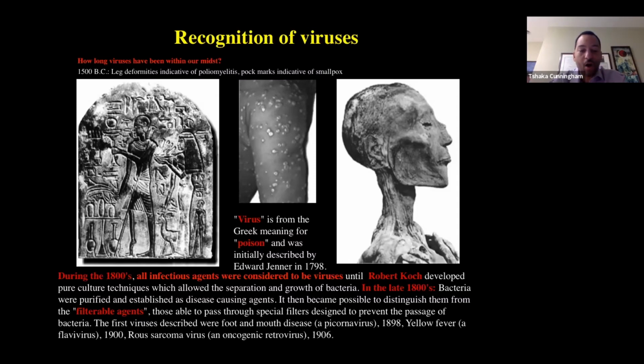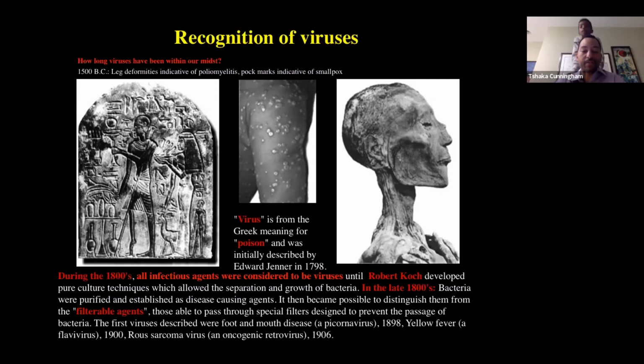From the 1800s, all infectious agents were thought to be viruses, even if they were bacteria, because back then they didn't have great microscopes, so they couldn't really see the difference between a virus and a bacteria. A guy named Robert Koch developed culture techniques, which allowed you to separate bacteria on growth media. And in the later 1800s, you were able to purify these agents with filters. You kept using more and more refined filters, with smaller and smaller filtration, in order to filter out bacteria versus viruses, because bacteria are a lot bigger than viruses. I'll show you the scale.